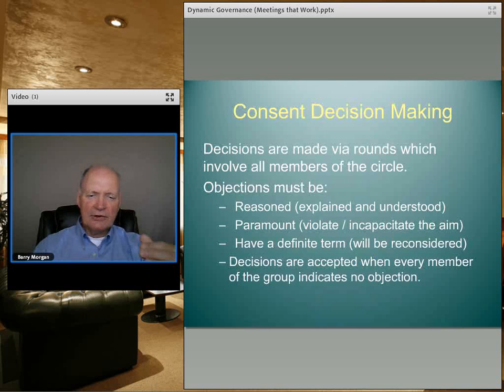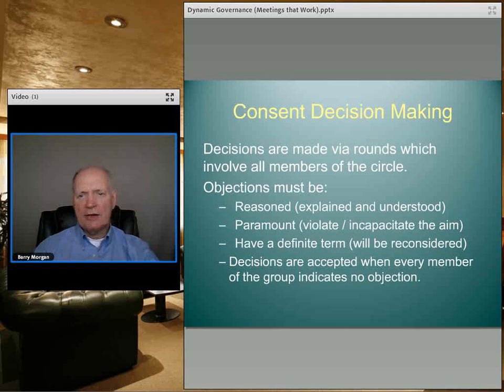Now, this linking is a very functional one, because those individuals who are appointed to be a part of the board of directors or that top circle from the leadership team fulfill a complete position within that board, and their decisions have to be made via rounds which involve all members of the circle. And in order for a decision to be made, there must be no objection from anybody in the circle, including that individual who is appointed from below.